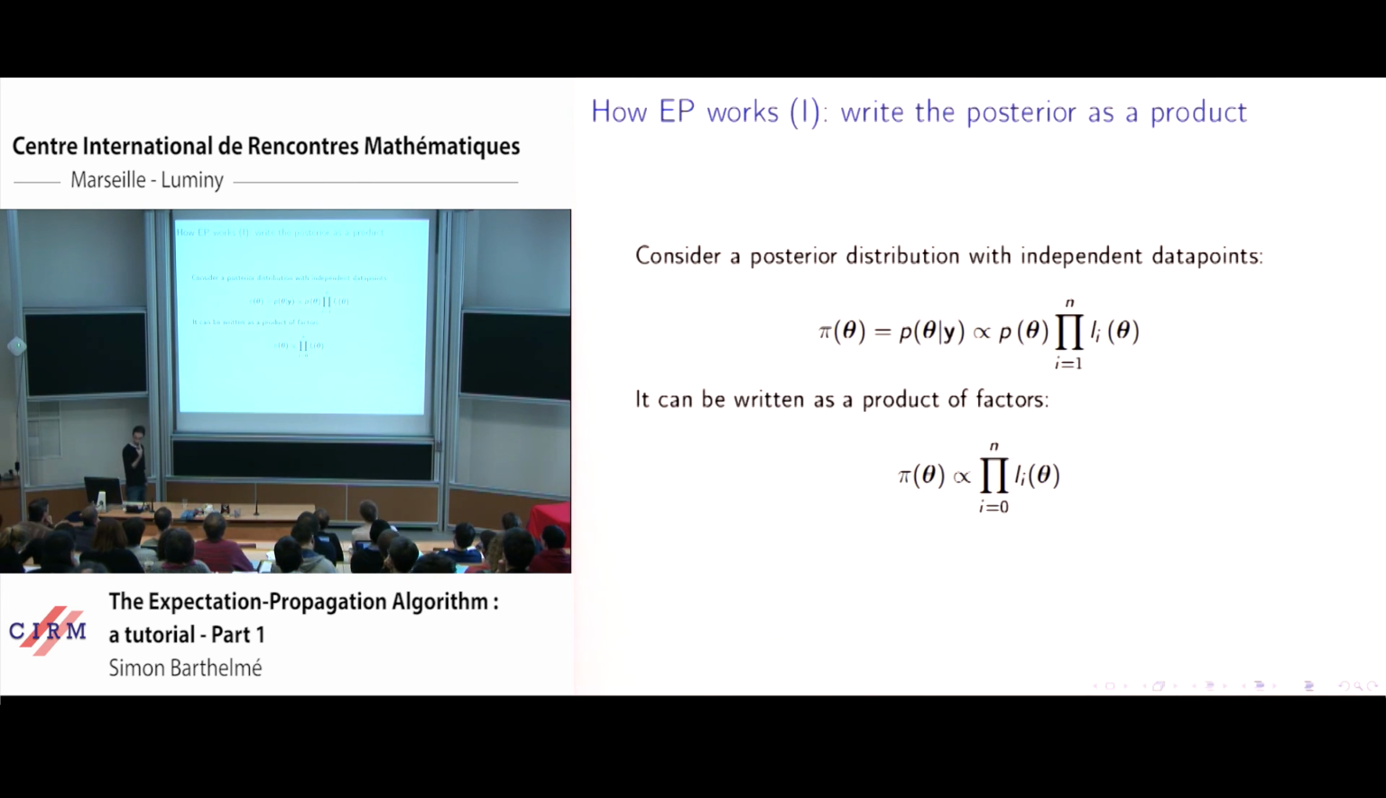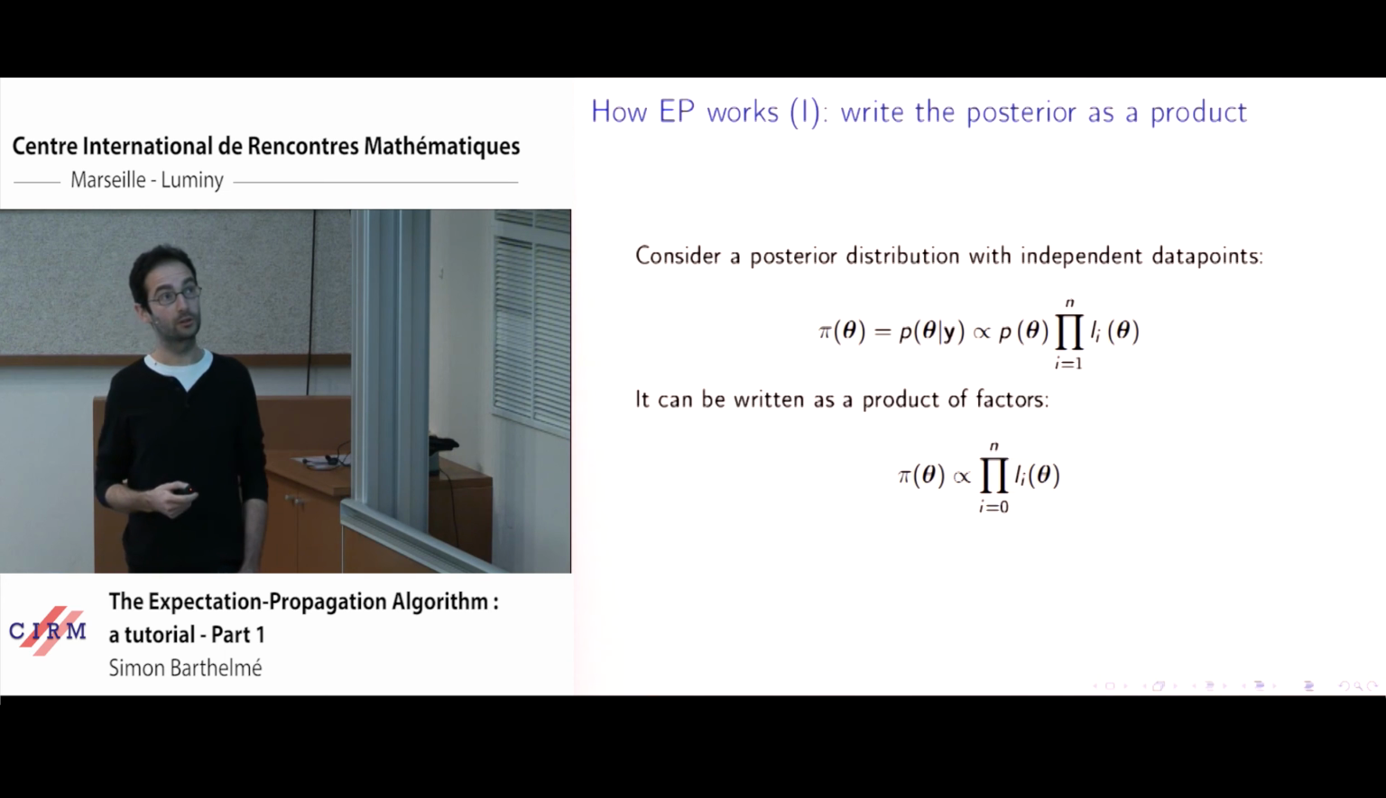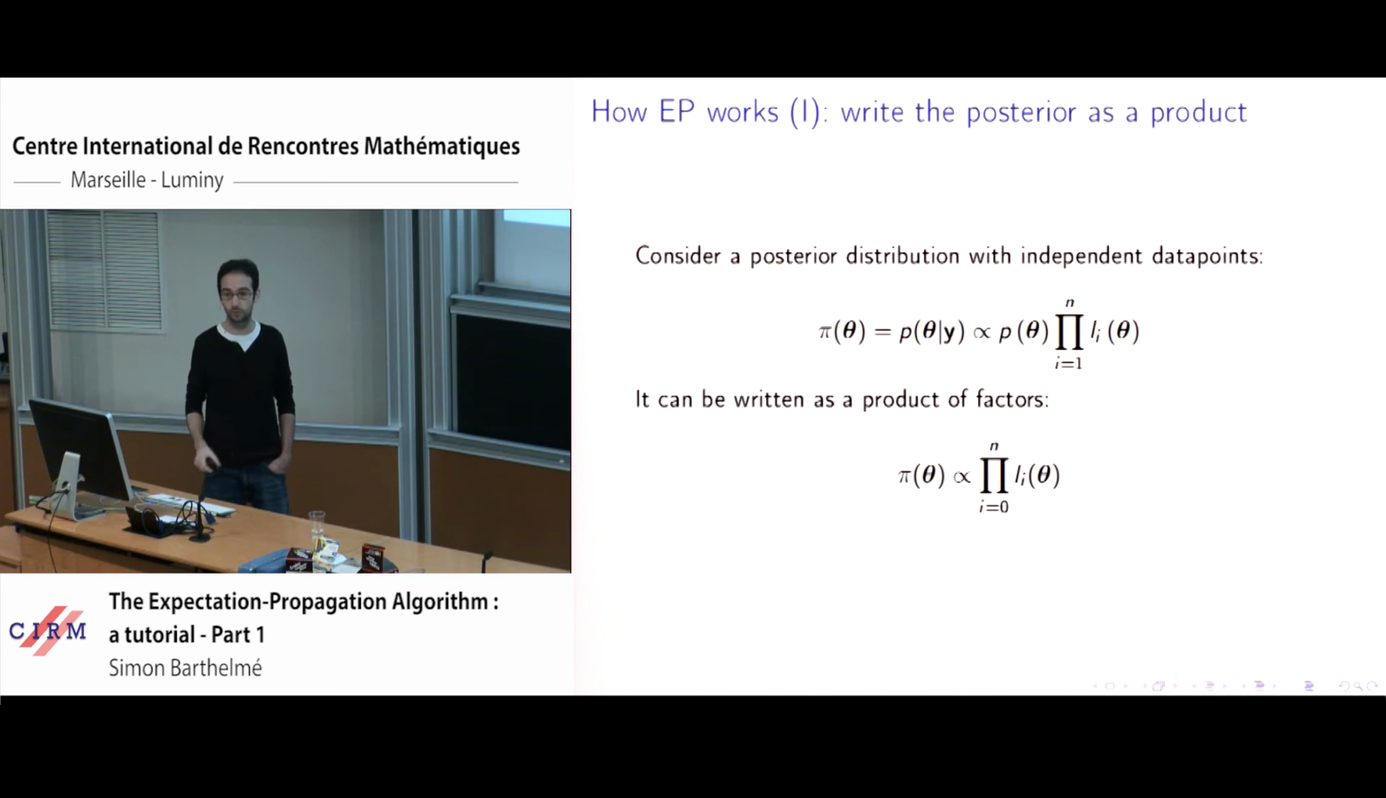OK, so you've seen this a few times. The posterior distribution, as usual, has independent data points, so we can write it as a product of a prior and a bunch of likelihood sites. They're called sites in EP jargon. We're going to have n+1 sites, the first one corresponding to the prior, and every other site corresponding to bits of the likelihood function.